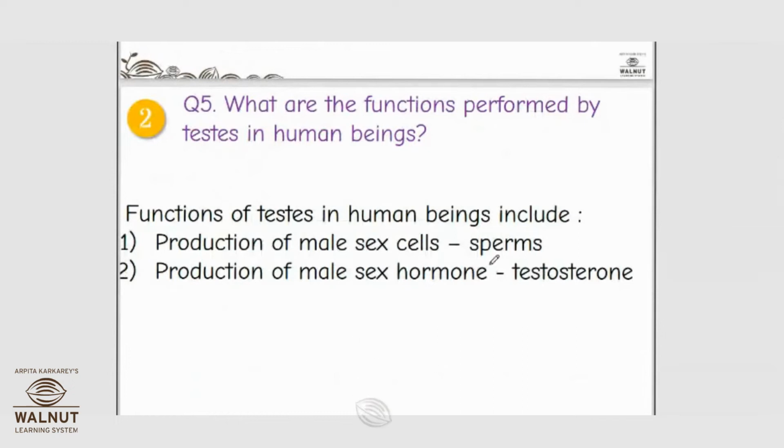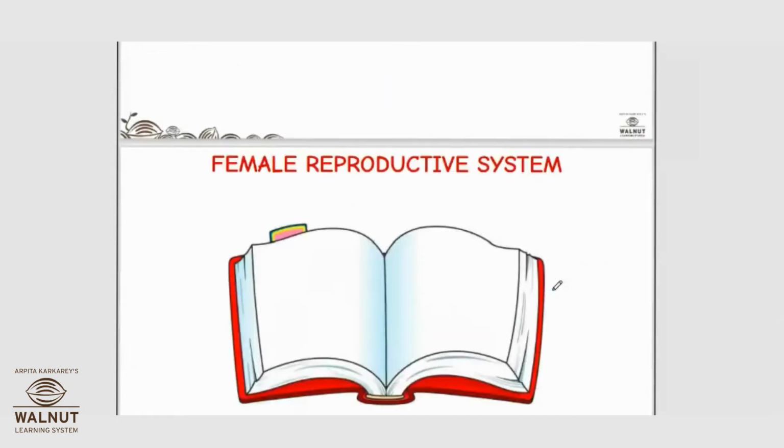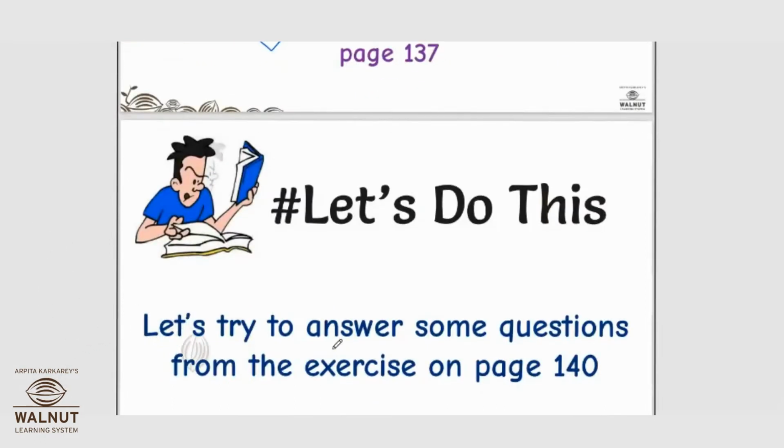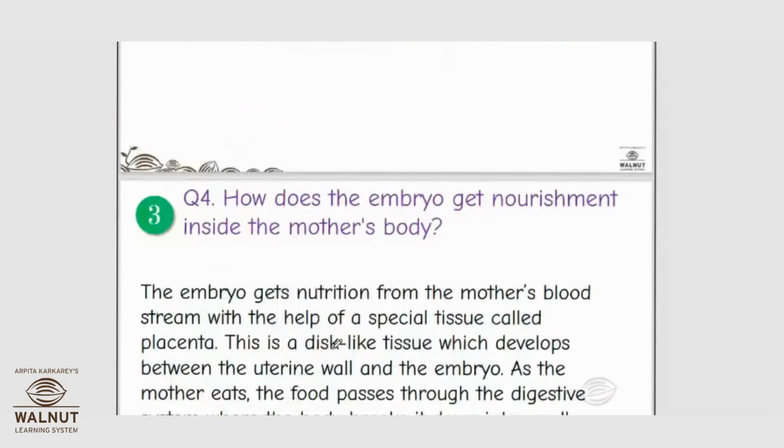What are the functions performed by the testis? It is used for production of sex cells or male gametes, you can say, that is sperms, and the male sex hormone, that is testosterone. Okay. Then the female reproductive system, we have already read. I have highlighted a few points there also. Let us see the question.